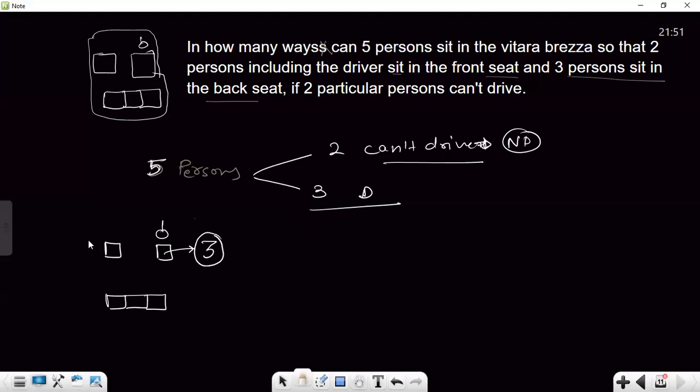How many choices for this seat? Anyone can sit here, right? Is there any particular situation? Not 5. Why not 5? Because one person will be sitting in the driver's seat. So 4. So how many choices do we have? 4. Yes, 4. Now, how many choices here?